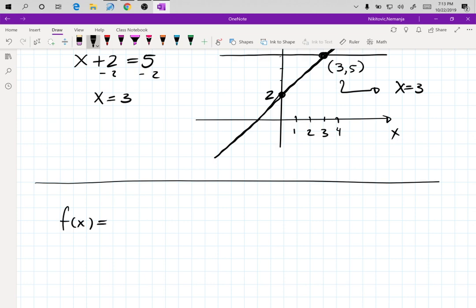F of x is equal to x over x squared plus 1. You don't know what the graph is. You don't care what the graph is. Take the derivative, set it equal to 0, and get the equation. Get the critical point.